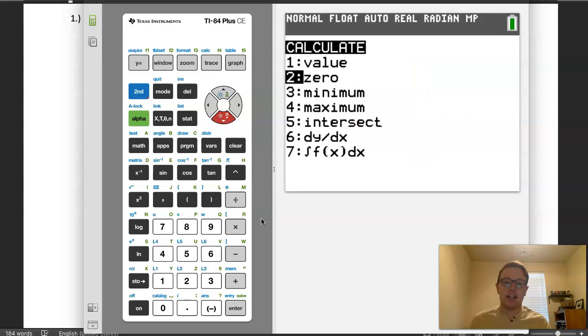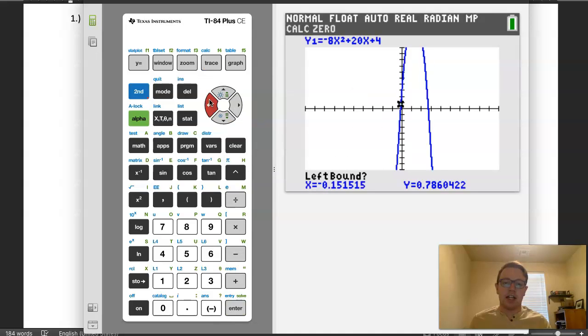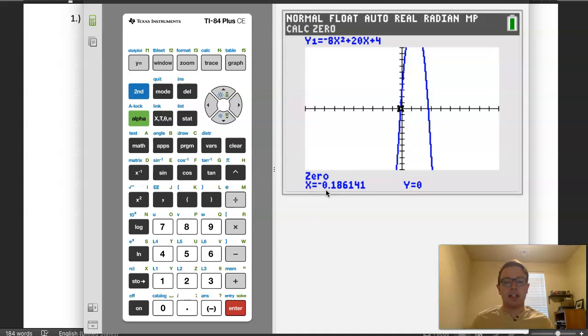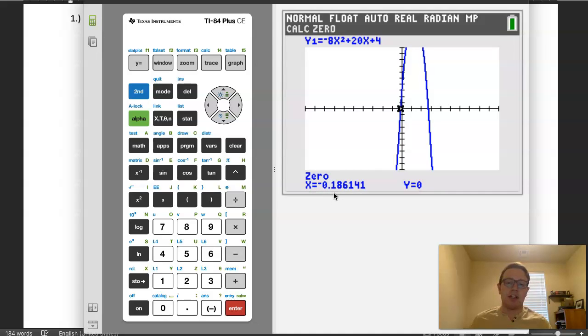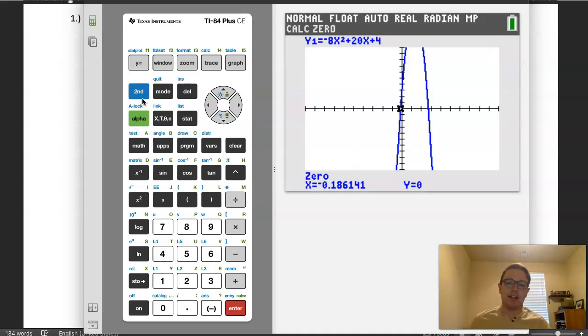We're going to hit that calc, go down to zero, and we have an answer just negative. So let's see what that is. The answer is minus 0.186 seconds. Now, is that going to be our answer? No. Why is this? Well, we're not looking for a negative time. That doesn't make sense with what we're saying. We're looking for when the ball hits the ground, and we know it starts at 4 feet. So we're going to check the other answer instead.